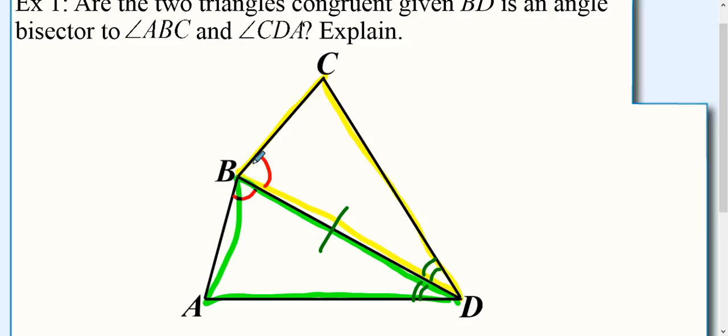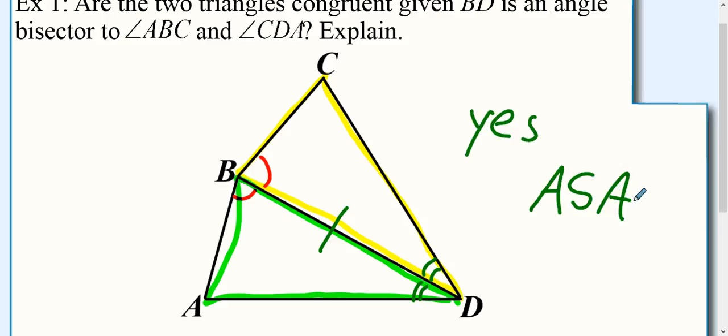So now we've got, in our yellow highlighted triangle, an angle, another angle, and the side in between. In our green highlighted triangle, we've got an angle, another angle, and the side that's in between them. So yes, we have angle, side, angle. Two angles with the side in between. We had the two given statements and then the reflexive property.